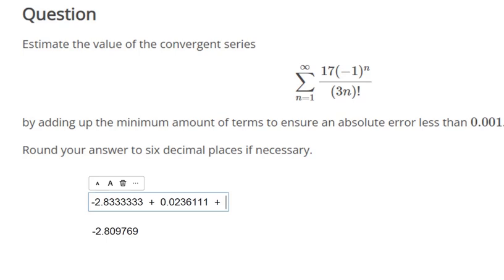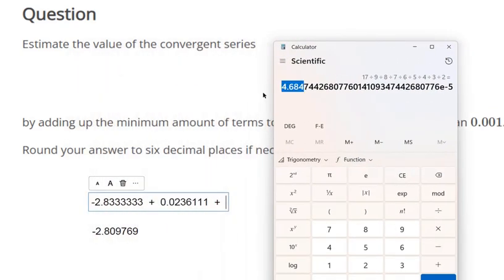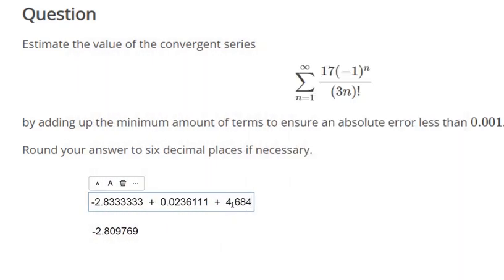So I missed something in the instructions. It said to add up the minimum amount of necessary terms. So this last term, let me go back to that. That was negative 17, I'll remember it's negative, divide 9, divide 8, divide 7, divide 6, divide 5, divide 4, divide 3, divide 2. So that's 4.6847 times 10 to the negative 5th. So let me move that decimal: 1, 2, 3, 4, 5. So there's our decimal.